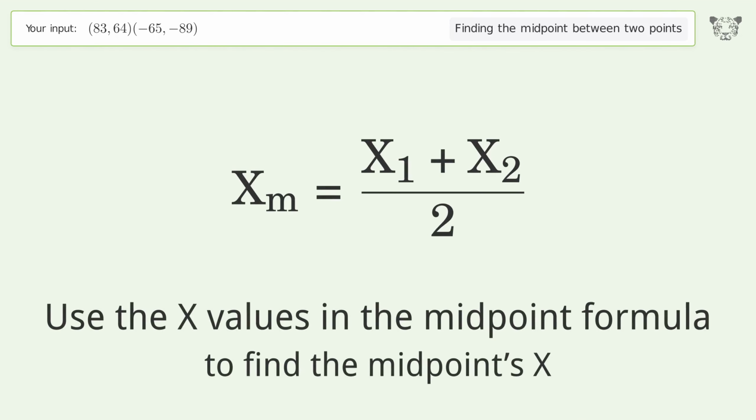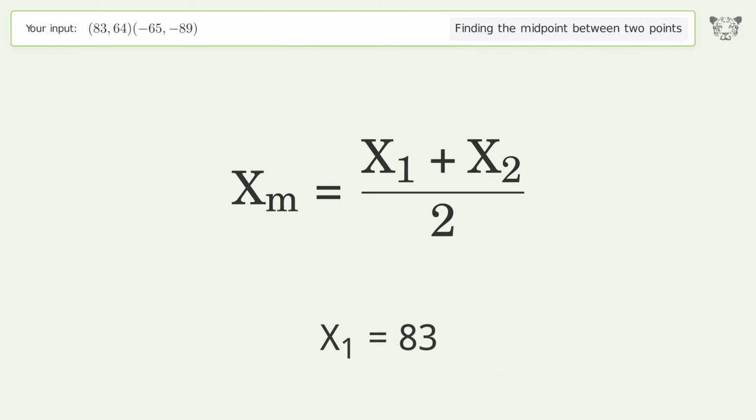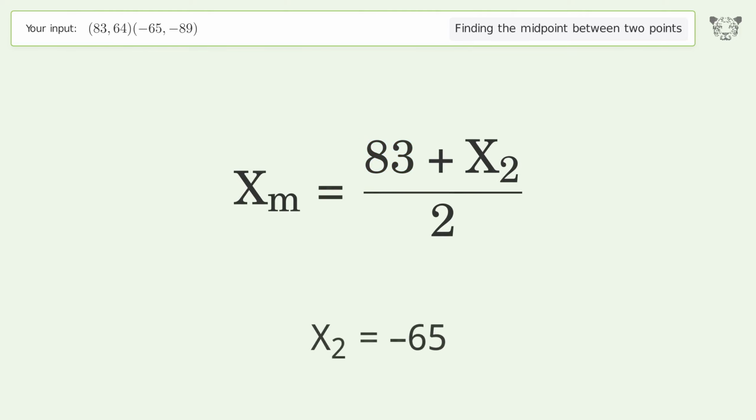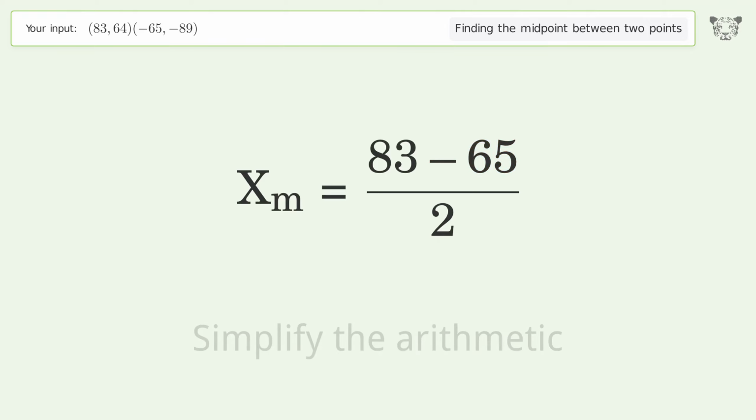Use the x values in the midpoint formula to find the midpoint's x. x1 equals 83. x2 equals -65. Simplify the arithmetic.